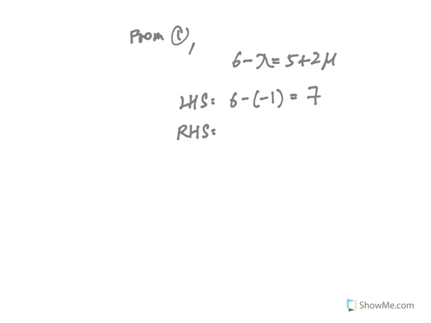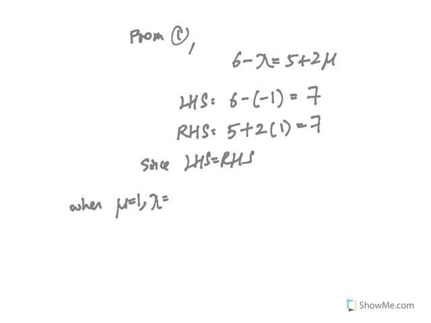From equation 1, 6 minus lambda equals 5 plus 2 mu. On the left hand side, lambda equals negative 1, so 6 minus negative 1 equals 7. On the right hand side, 5 plus 2 mu, with mu equal to 1, is also 7. Since left hand side equals right hand side, when mu equals 1 and lambda equals negative 1, the two lines do intersect.